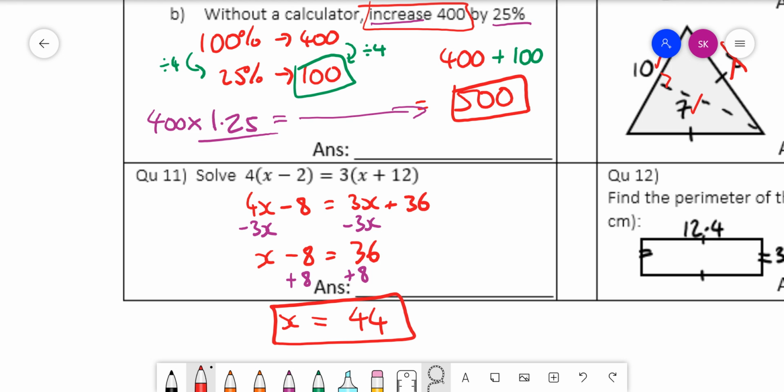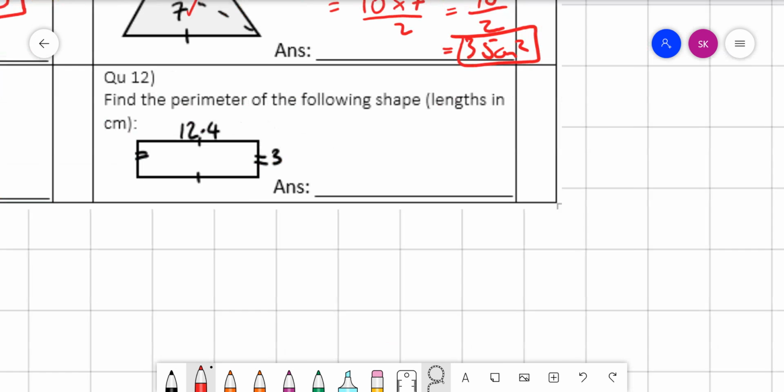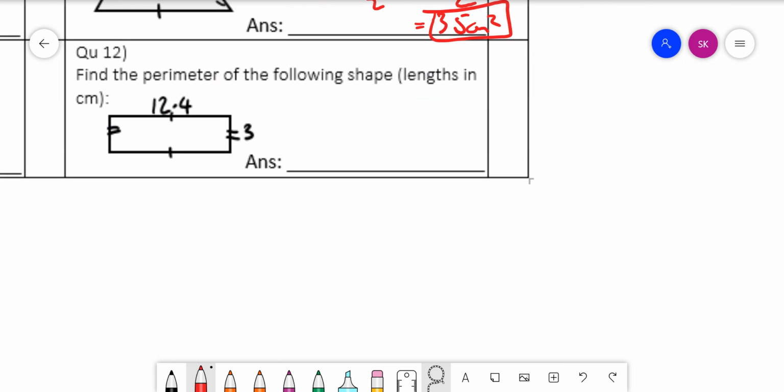If you want to check that, you can substitute it back into here, and both sides should equal each other. Final question from today. Find the perimeter of the following shape, lengths are in centimeters. Perimeter is the distance around a 2D shape. So we're doing 12.4 plus 3 plus 12.4 plus 3. Because we know they're the same length and that those two are the same length.